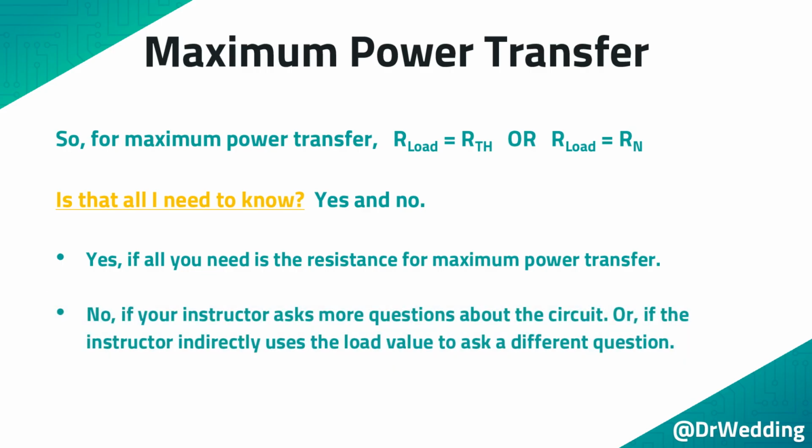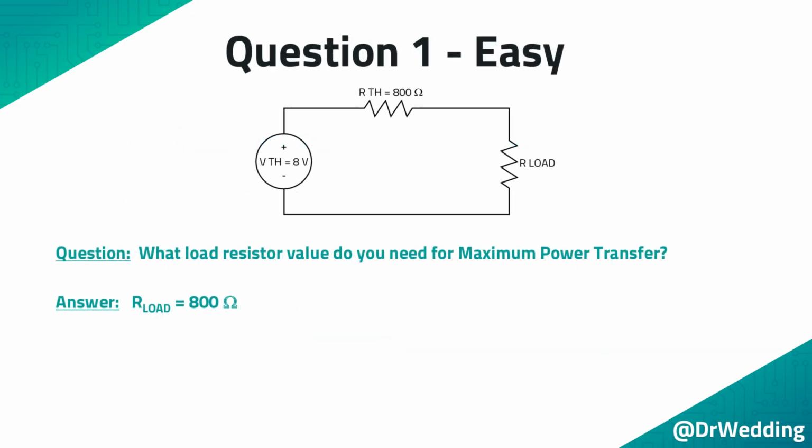I am going to solve some questions that your instructor may give you when covering maximum power transfer. Question 1 is the easiest question your instructor can ask. What load resistor value do you need for maximum power transfer? The answer is the same value as the Thevenin resistance, so the load needs to be 800 ohms.